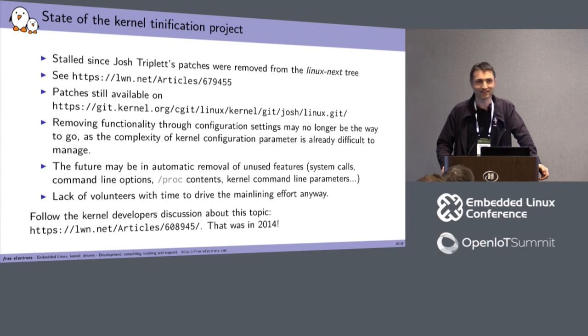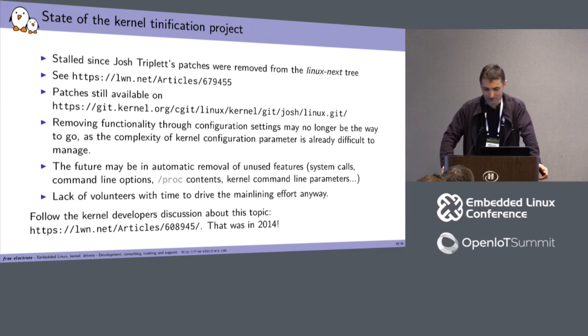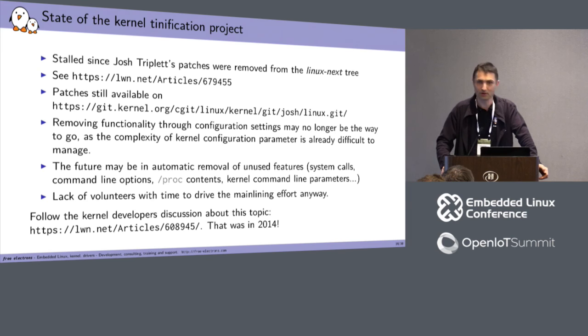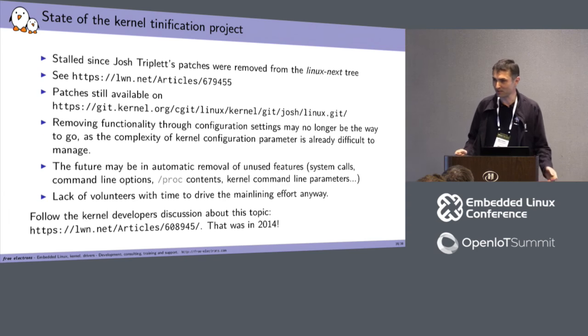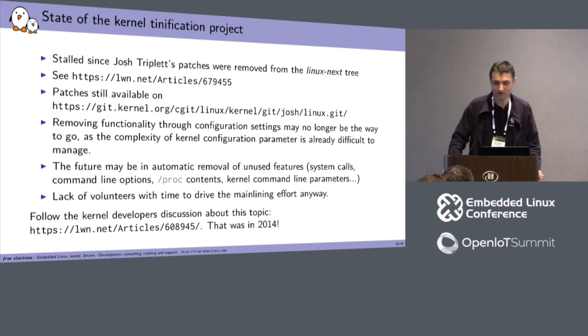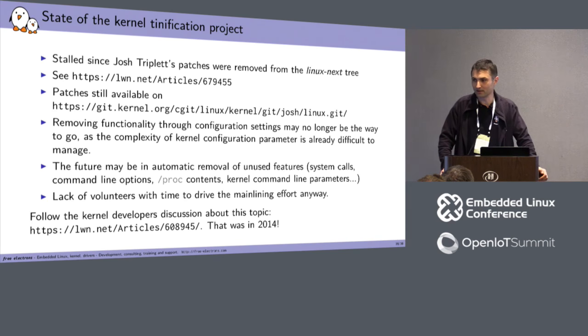The problem is, if you follow the discussions, there's skepticism about adding extra kernel configuration options to further allow removing features from the kernel. The kernel developers already have to deal with the Kconfig complexity, which is rather big. So is it really the way to go to add some more kernel configuration options to allow disabling things?